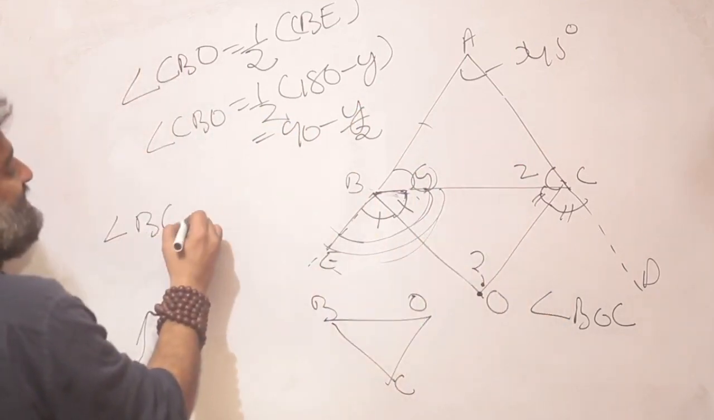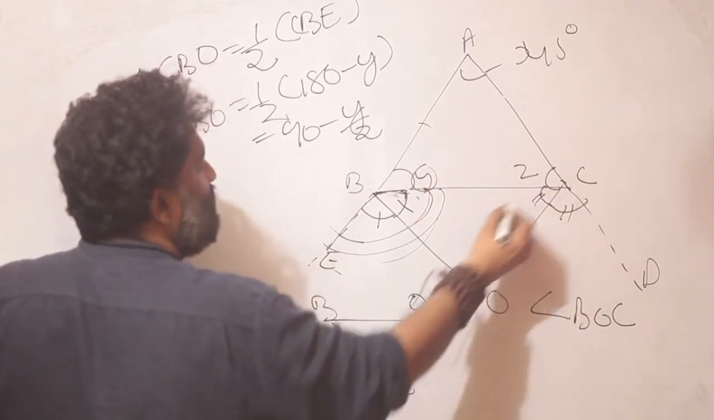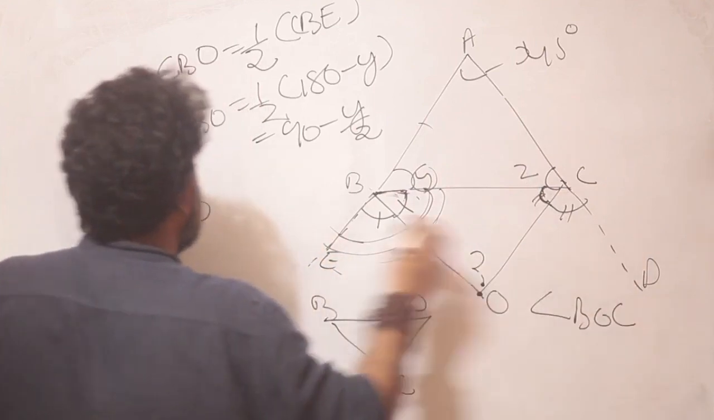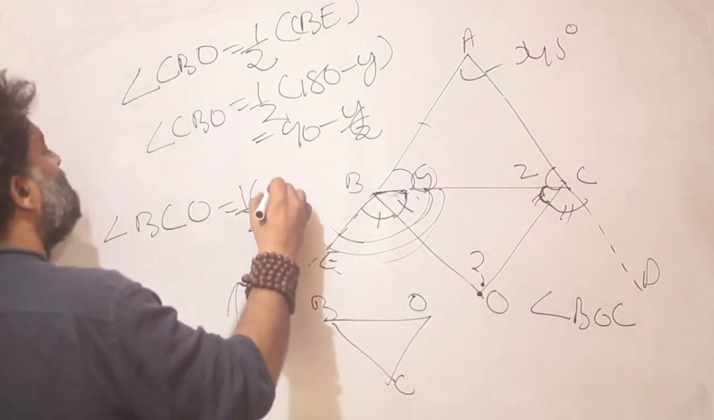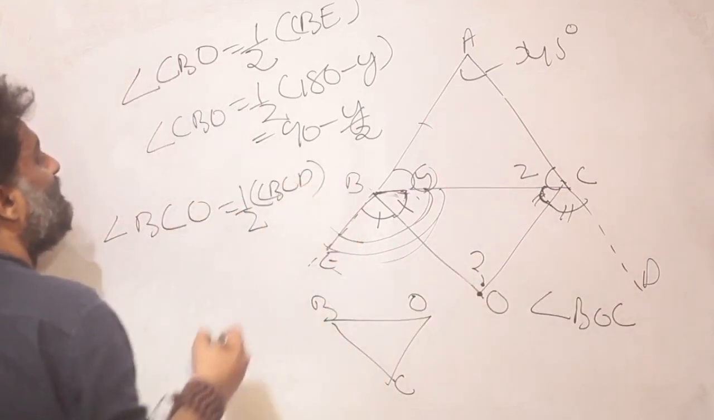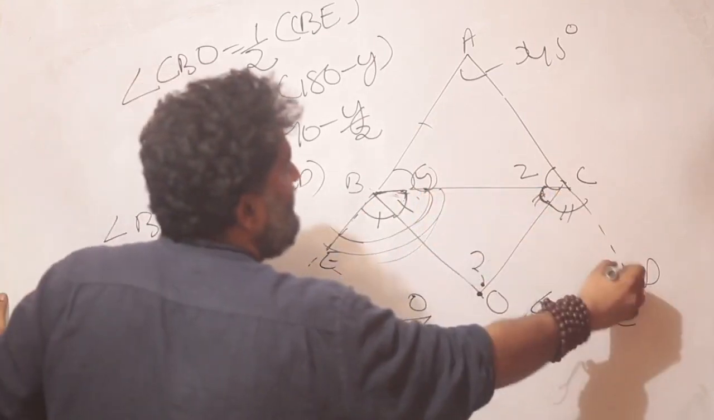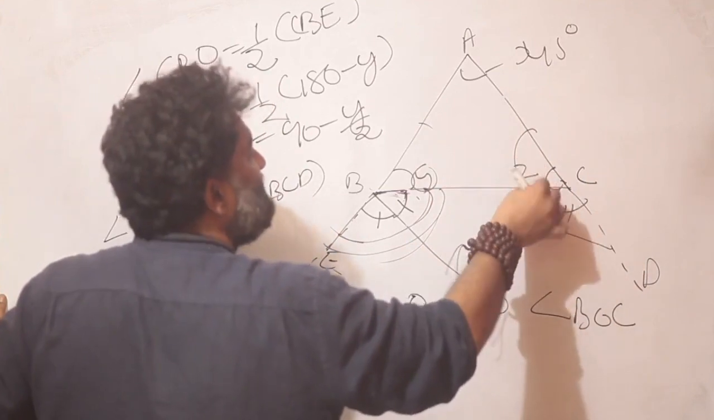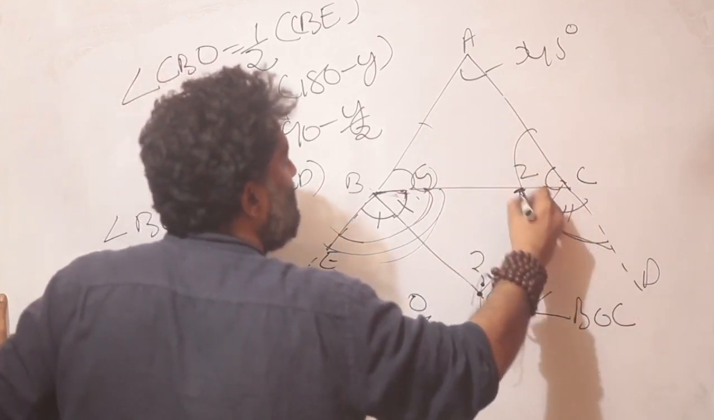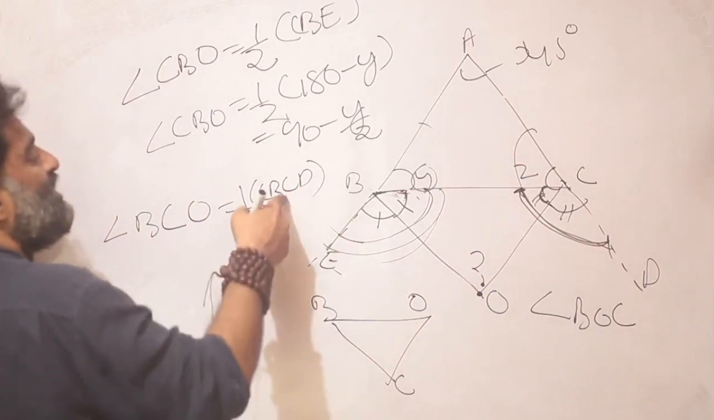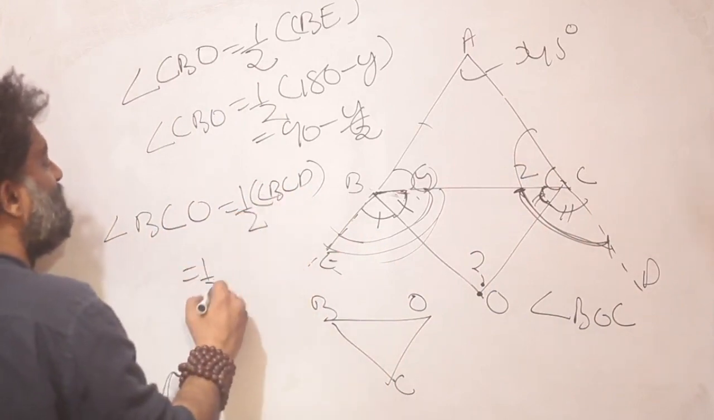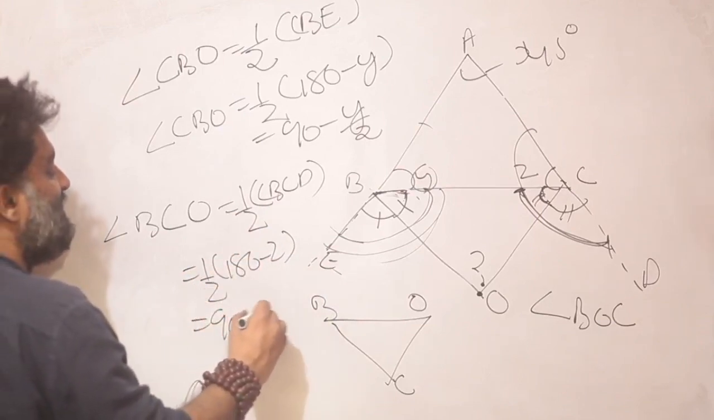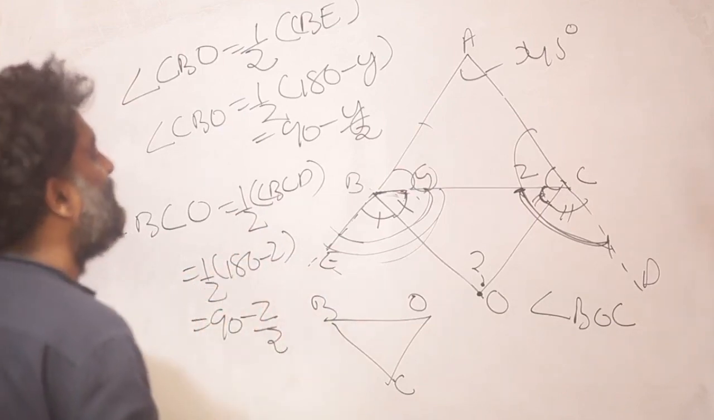Angle BCO, this angle is half of the bigger angle BCD. So this is equal to half of BCD. And angle BCD is 180 minus Z, because this whole angle is 180. If you subtract Z from it, you will get the rest of the story from this point to this point. So angle BCD is equal to 180 minus Z. Solve it again, you will get 90 minus Z by 2.